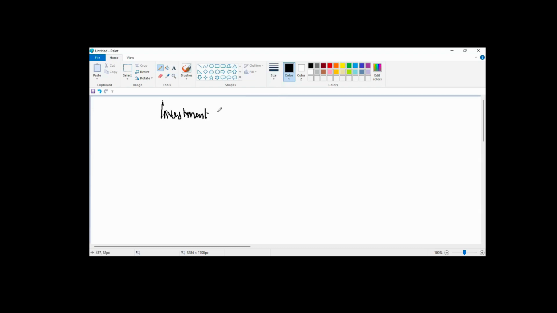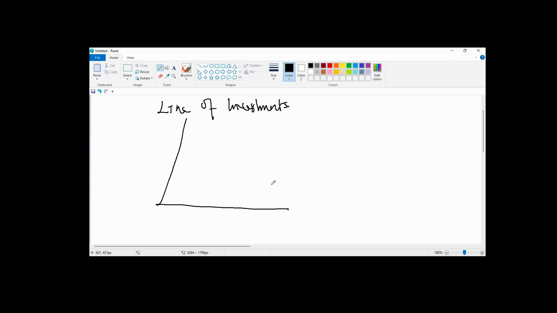Investments in associates. Who is an associate? Don't forget, when we started the class, I said we have lines of investment. When we have investment between 1% to 19%, we said it's a simple investment.